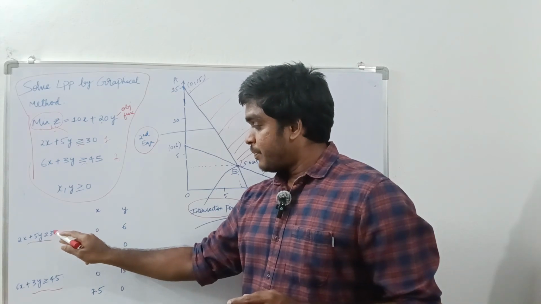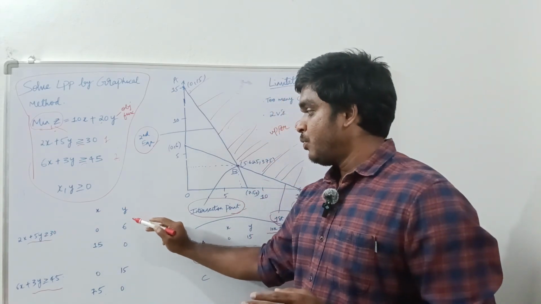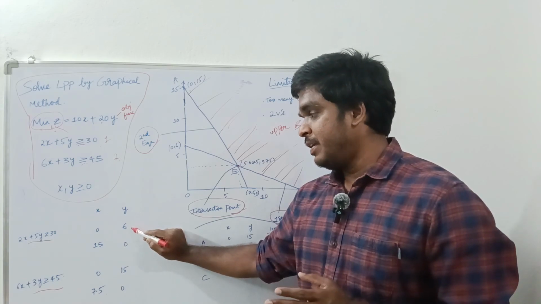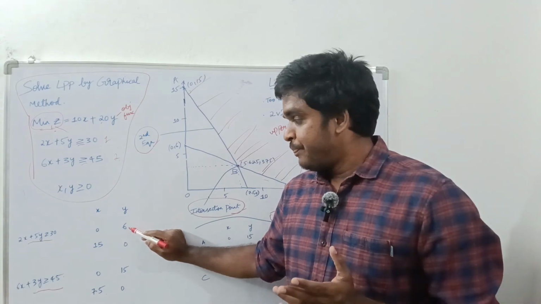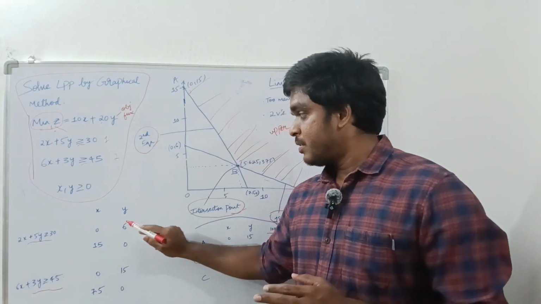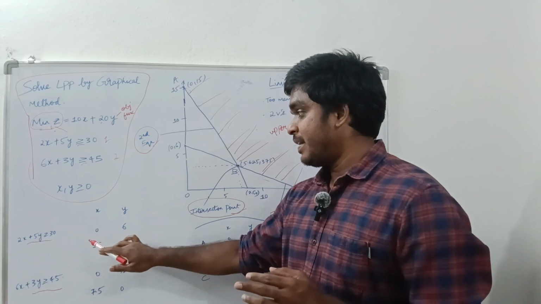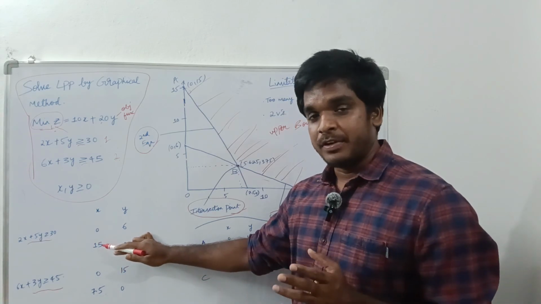So from the first equation, substitute x is equal to 0 in this equation. You get y is equal to 30 by 5, which is nothing but 6. Similarly, now for the very same equation, you have to substitute y is equal to 0. You get x is equal to 30 by 2, which is nothing but 15.